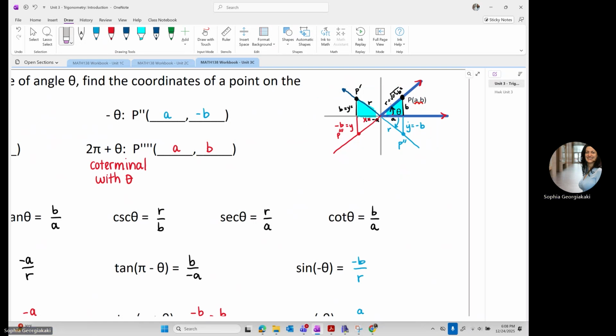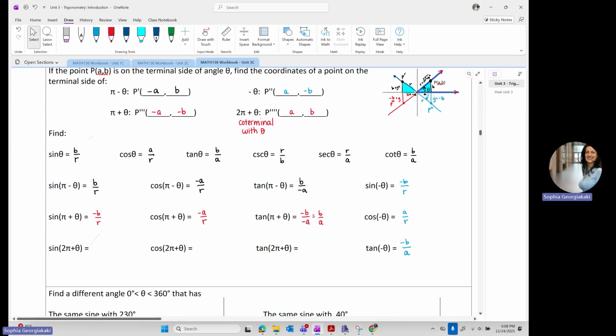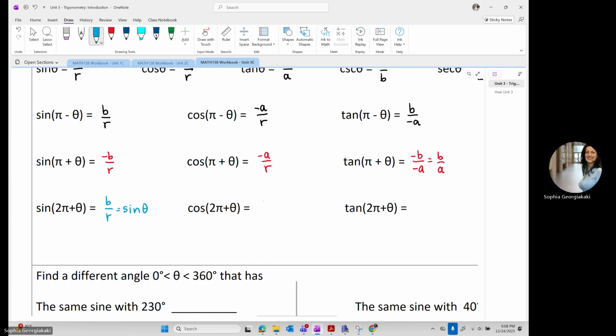Therefore, my trigonometric functions are identical to each other. I'm still in the same point a comma b. So that will be b divided by r, which is the sine of theta, a divided by r for the cosine, which is the cosine of theta, and b divided by a, which is the tangent of theta.